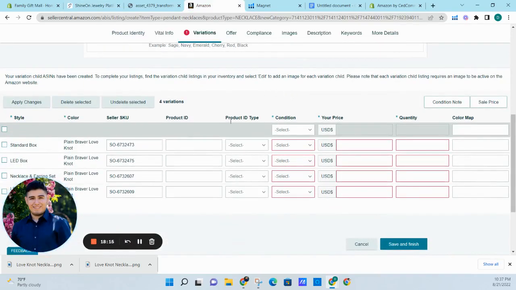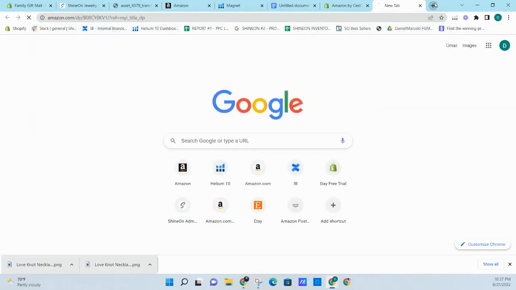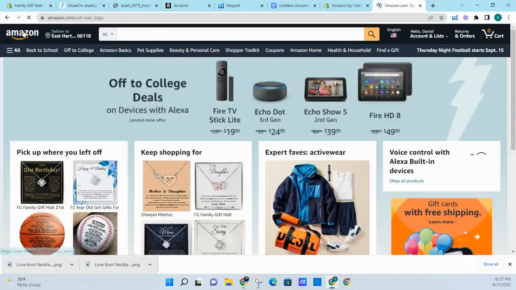Now, moving on, after you enter the SKU numbers, of course, make sure they're correct. You don't have to fill this out. The condition you'll be selling is new. And the price varies depending on the niche. However, most of the time, it's $39.99. Now, why do you want $39.99? For that, we're going to analyze the market.